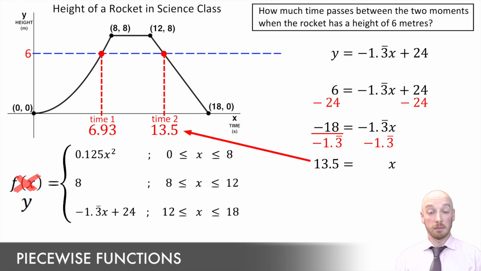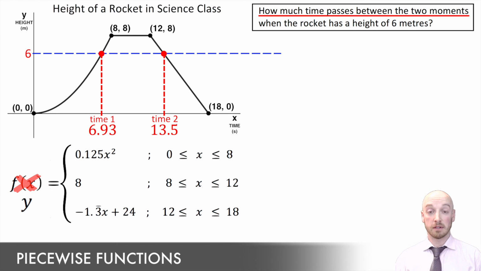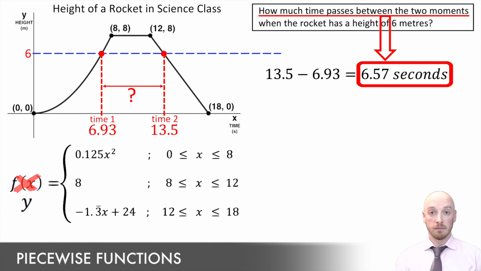Now watch out, we didn't make any mistakes, but we also haven't answered the question yet. They want to know how much time passes between the two moments that the rocket has a height of 6 meters. And to find that out, all I have to do is 13.5 minus 6.93. I'm going to find the difference between these two times. And that comes out to 6.57 seconds. So this means that there were 6.57 seconds between the two instances where this rocket had a height of 6 meters, and that's the answer to the question they were asking.